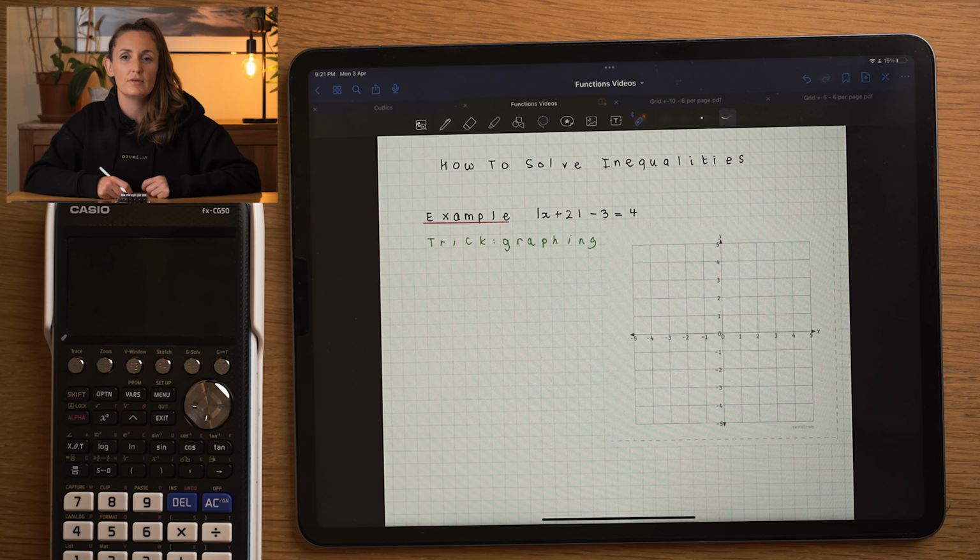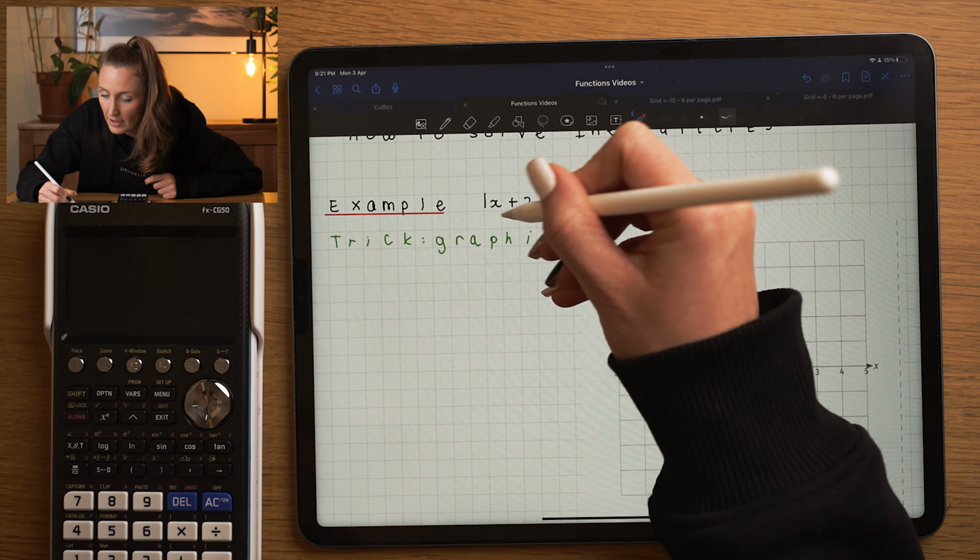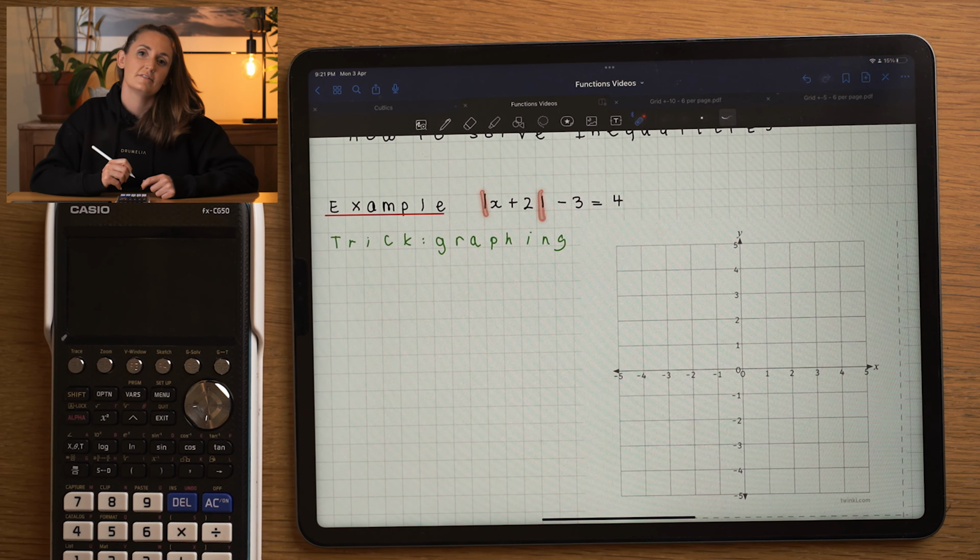We're going to be solving equations, making sure we get all the solutions when there is an absolute value inside the equation like this.